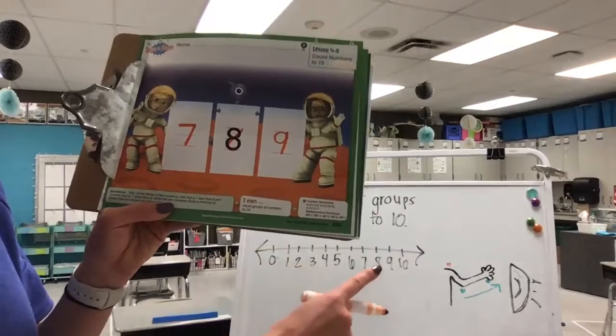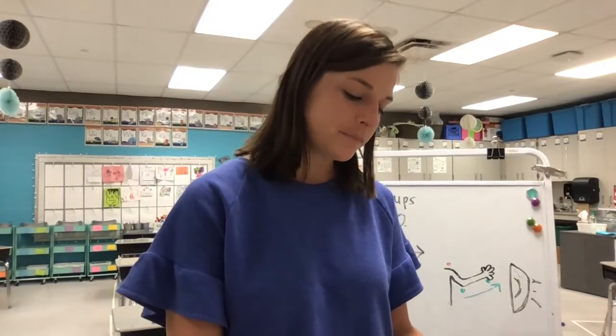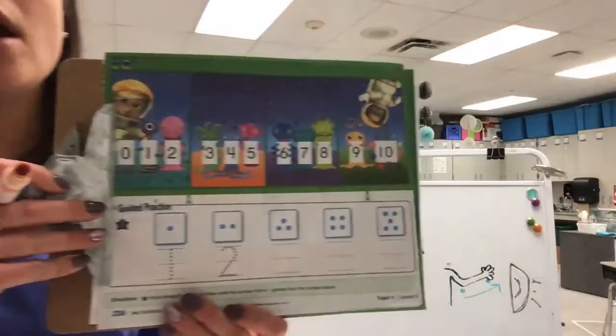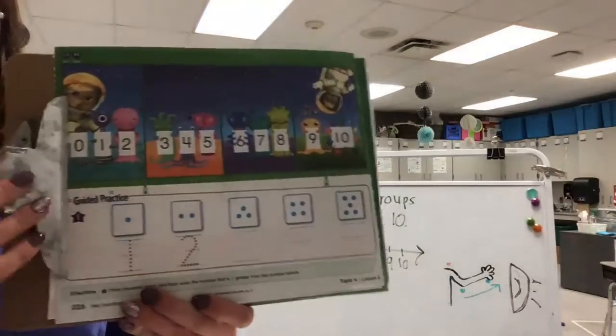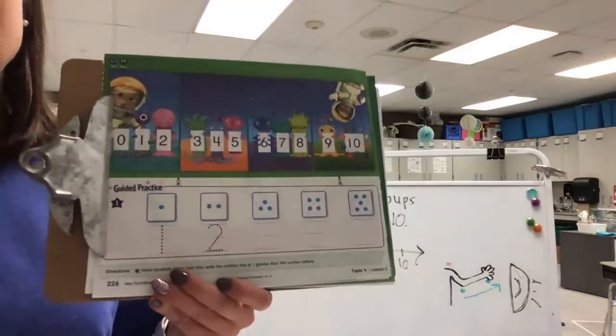We know when we move 1 spot on the number line that the next number is 9 after 8. Good job. Go ahead and flip your paper to the back to your guided practice. On your guided practice, it shows what we're going to be doing. So across the top, there's an example of our number line. Down here, it shows us different parts of a die.